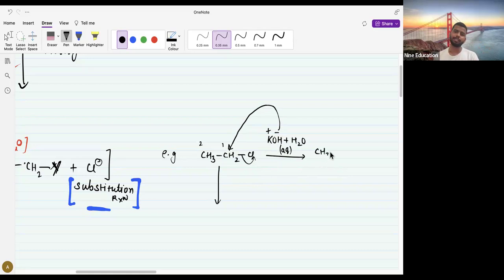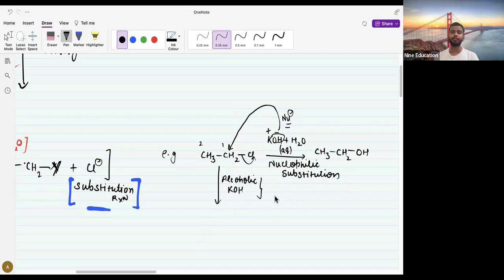This gives CH3, CH2, and O minus will come and make OH here. This is known as what? Nucleophilic substitution. Nucleophilic, because the nucleophile is going to substitute at this carbon, this nucleophile OH minus. So this is known as nucleophilic substitution reaction. But if in the reaction it is written alcoholic KOH, what does this mean?